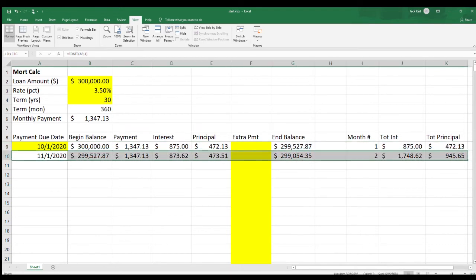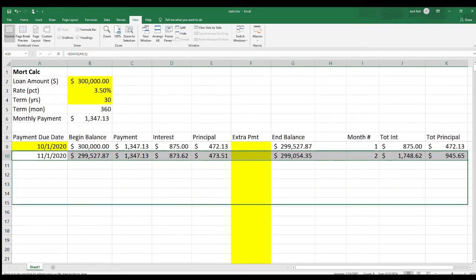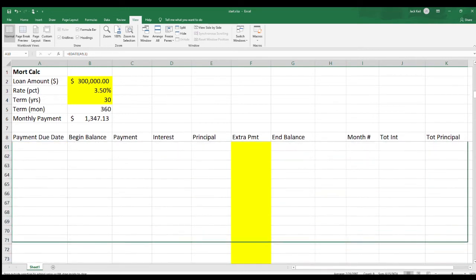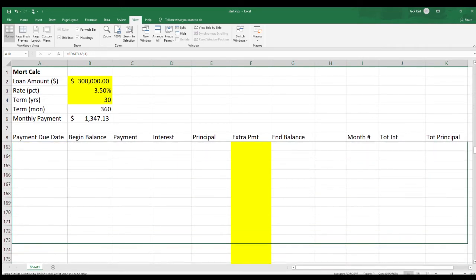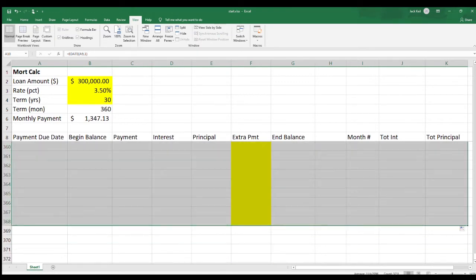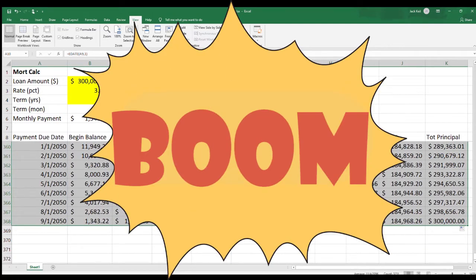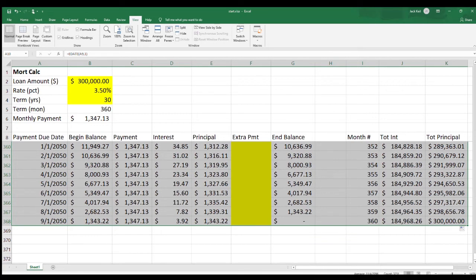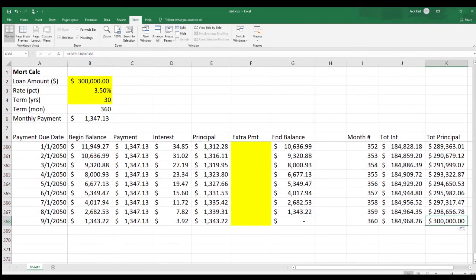Now, let me select row 10, and I will just drag it down to row 368. Boom! Okay, you can see our total principal paid over here, $300,000, matches the loan amount.